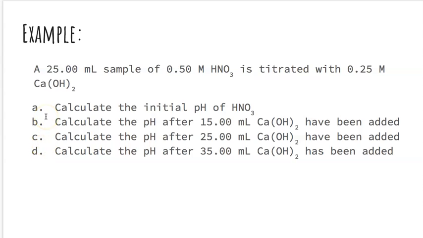So for A, we're going to calculate the pH of HNO3. That part's not terribly challenging. And then B, this is actually the part that we're talking about today. We're going to find the pH after 15 milliliters of calcium hydroxide base have been added.